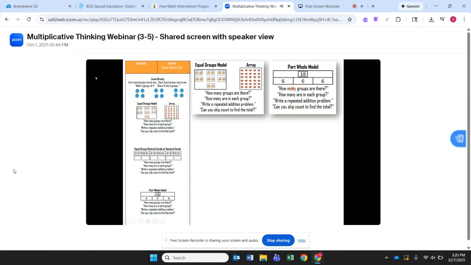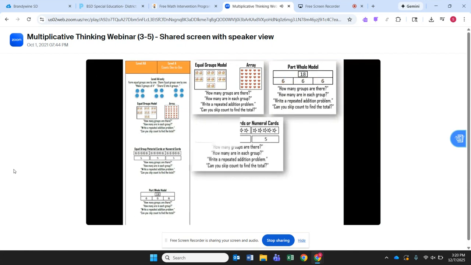Can you skip count? Most kids who are struggling aren't going to be able to skip count by 6. But you can say, if you were going to skip count, think how much faster it would be to go 6, 12, 18, and try to count your way through. And finally, again, equal group or pictorial cards or number cards, same thing. Your whole goal for level A is how many groups are there, how many in each group, write a repeated addition problem, can you skip count to find the total.